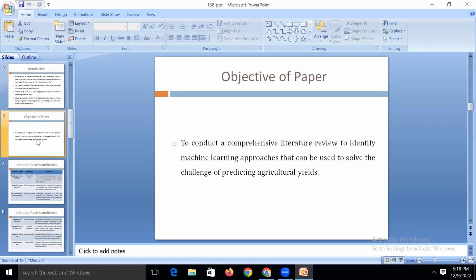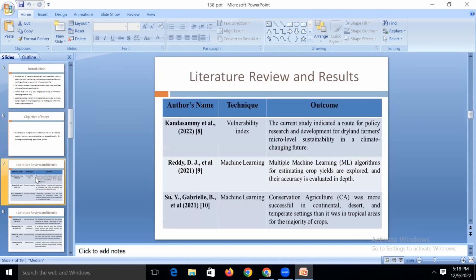The main objective of my paper is to conduct a comprehensive literature review to identify machine learning approaches that can be used to solve the challenge of predicting agricultural yields and the effects of climate change. Some of the literature reviews and their results are shown in my slide.